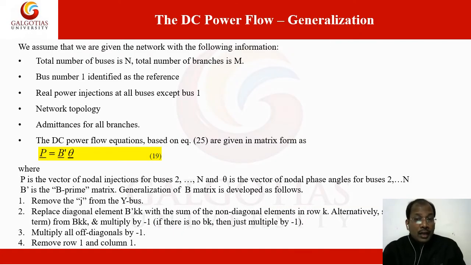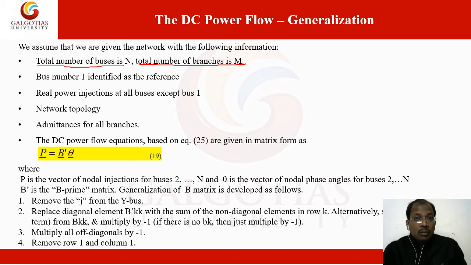So DC power flow generalization. When we are going to generalize, how are we going to generalize this algorithm? We assume that we are given the network with the following information. We require this information when we are going to generalize the DC power flow. The total number of buses we have to know, how many buses there are. Then the total number of branches. The total number of buses is represented by capital N, and the total number of branches is represented by capital M.